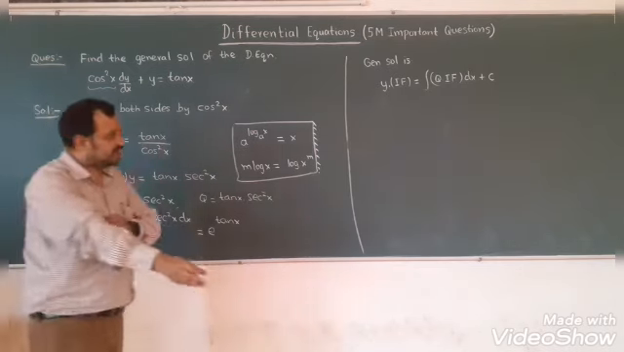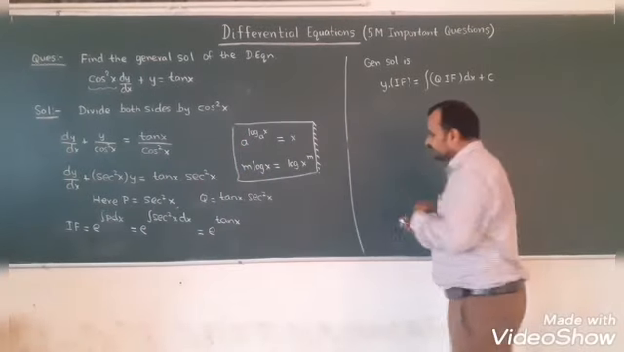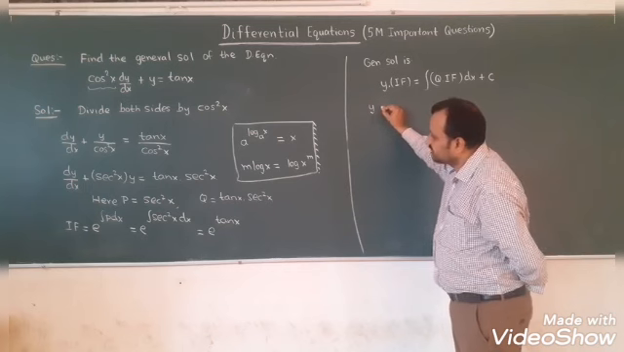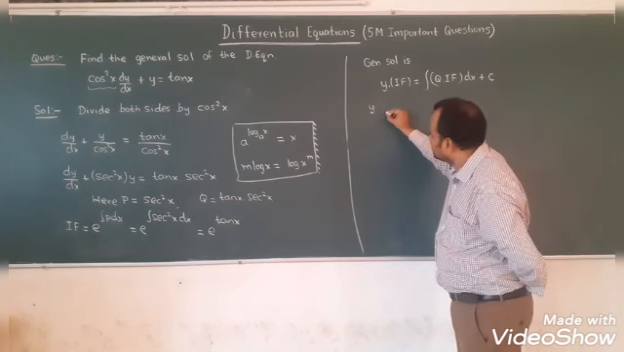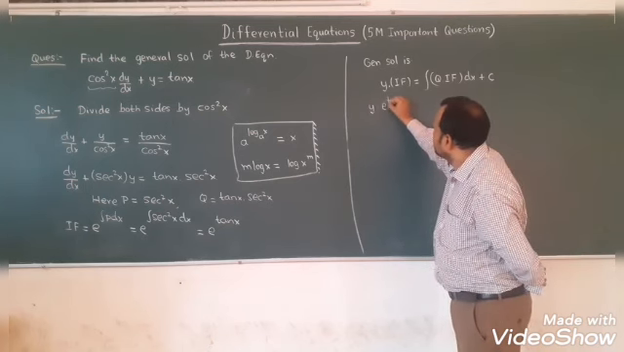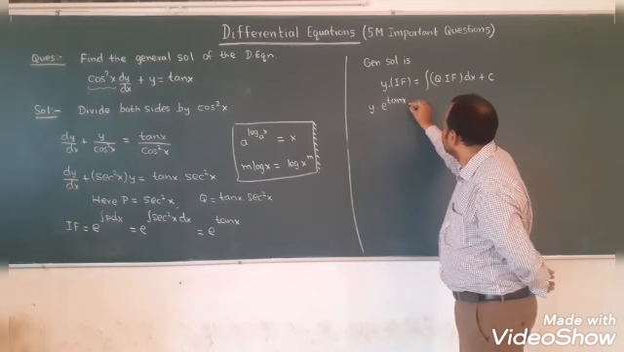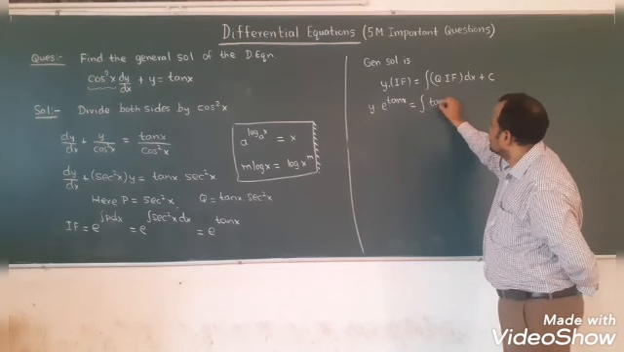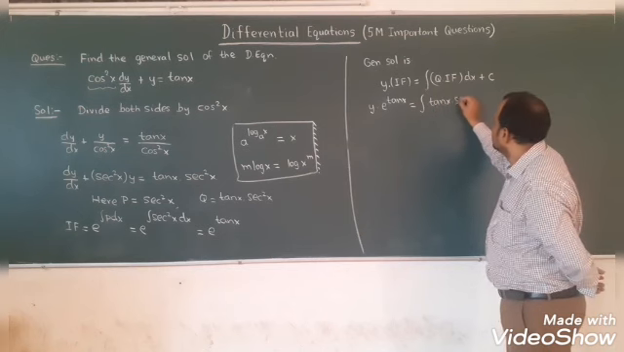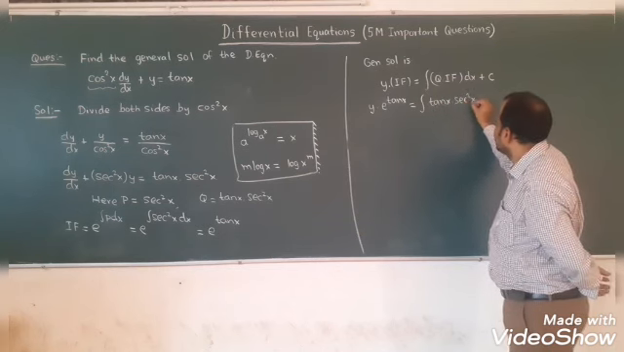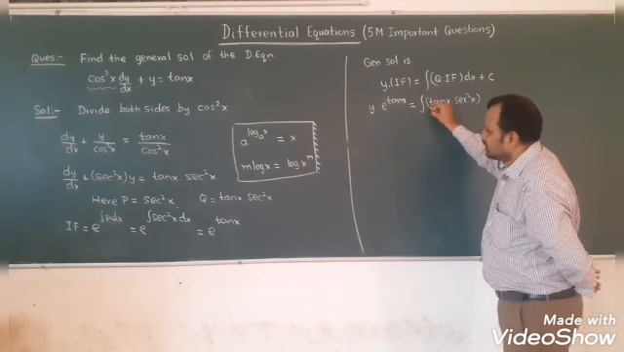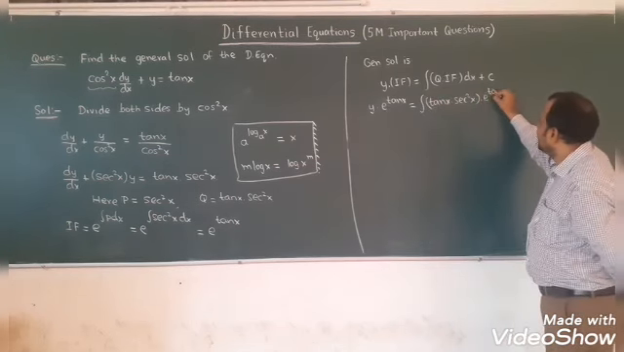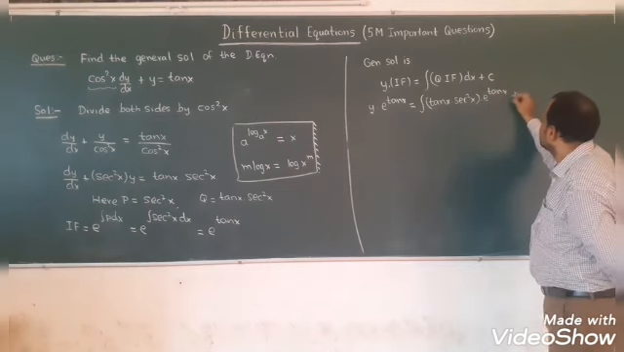Now let us calculate the general solution. The formula is y into the integrating factor. What is the integrating factor? It is e power tan x, is equal to the integral of Q. What is Q? Q is nothing but tan x into secant square x. Right? And here we have e power tan x dx.